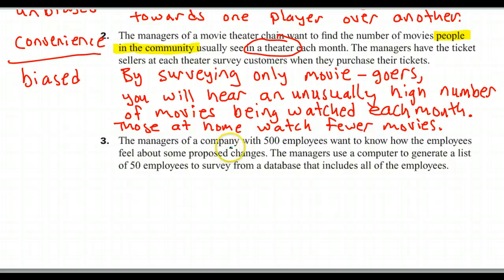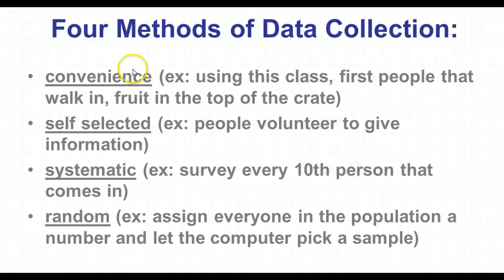The managers of a company with 500 employees want to know how the employees feel about some proposed changes. The managers use a computer to generate a list of 50 employees to survey from a database that includes all of the employees. Which type of sampling is this? Ding, ding, ding. This is true random sampling.